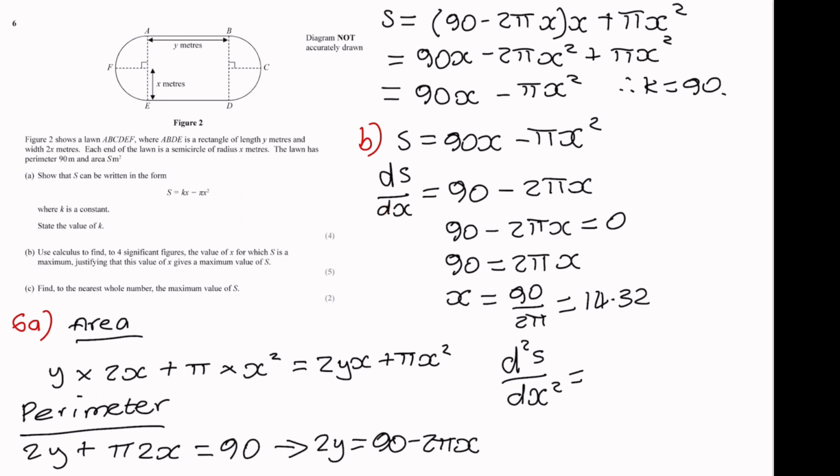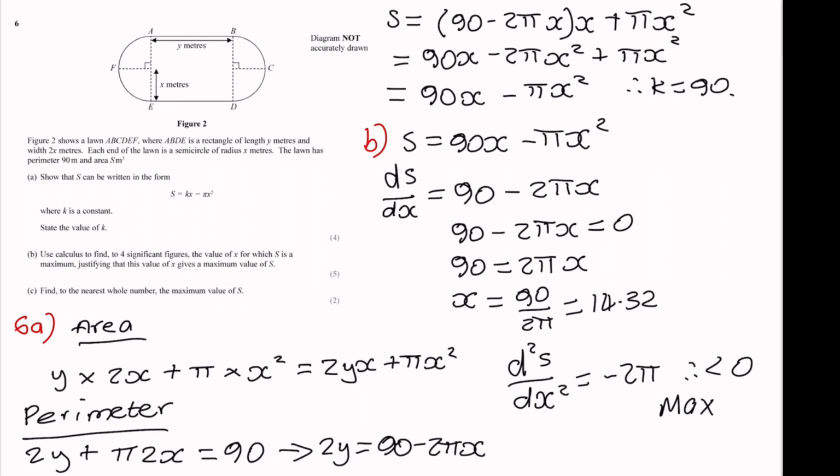So that's going to give us minus 2 pi, which is a negative. Okay, so therefore if it's less than 0, it tells us that is enough justification that it is a maximum point. Because d2s by dx squared is negative, minus 2 pi is a negative value, that tells us it must be a maximum point. If d2s by dx squared had come out as a positive, greater than 0, that would tell us it's a minimum point. But because it's a negative, we know it must be a maximum point.